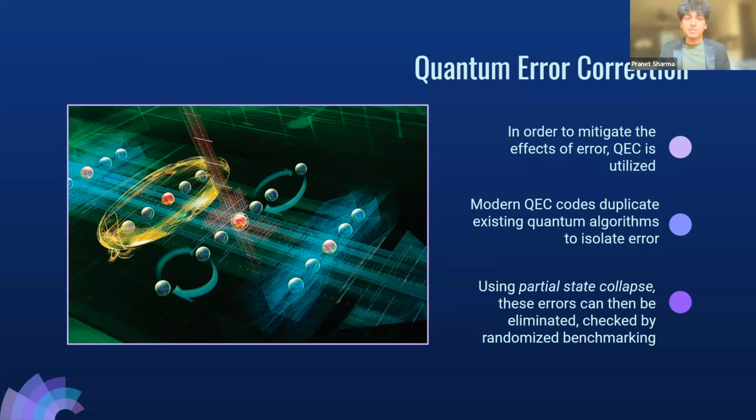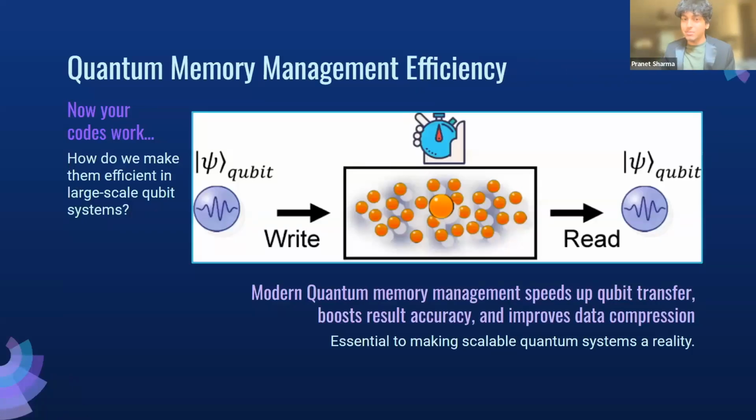For example, some of the most common QEC codes in modern day use redundancy, or they'll duplicate the measure, see where the errors are by comparing the two duplicated values, and then isolate the error. And then you can use partial state collapse, which essentially means you only collapse a part of the state, not the entire state, to get rid of the error. It's a really, really cool, kind of surgical technique in the quantum world where you're able to very effectively remove the error from the system. And then, of course, randomized benchmarking can be used again to check up on it.